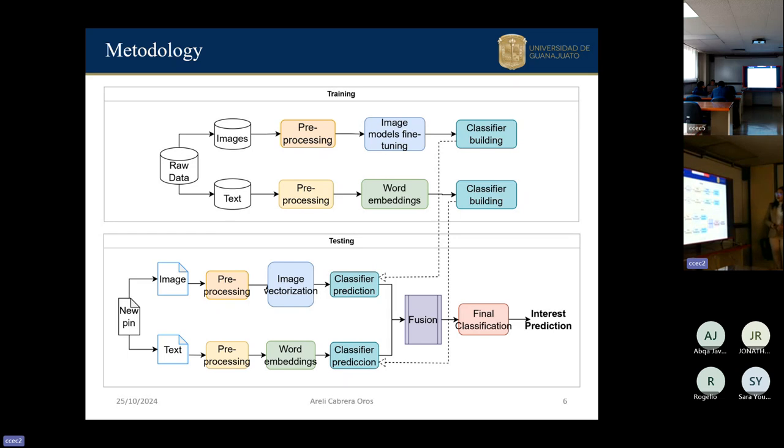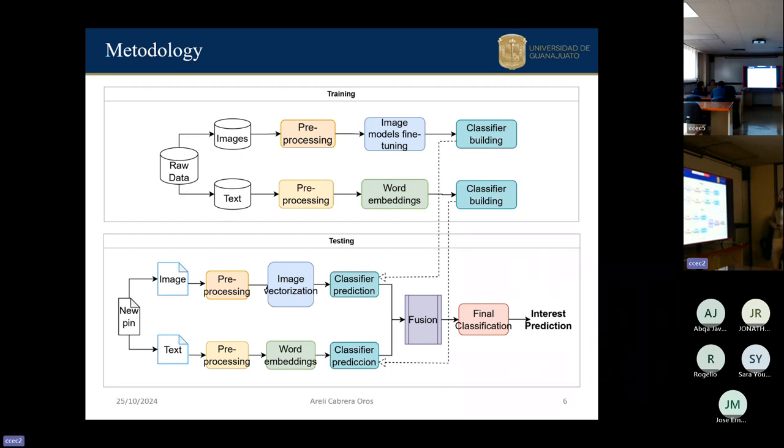And in our testing part, we also take our new data and divide it into image and text, perform all the previous steps, like pre-processing, then obtain our feature vector and our classifier prediction. This prediction will be fused, and then we pass to our final classifier to obtain our interest prediction.